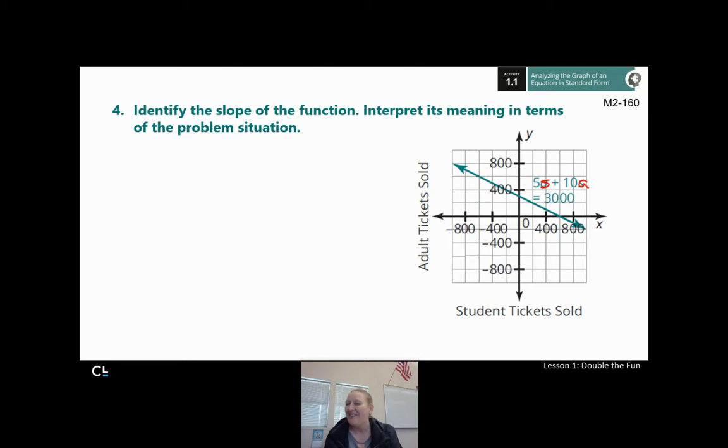So find the slope. And once you've got the slope, tell me what it means in terms of these ticket sales situation. Go ahead and hit pause, see what you can do with it, and then hit play when you're ready to check your work.